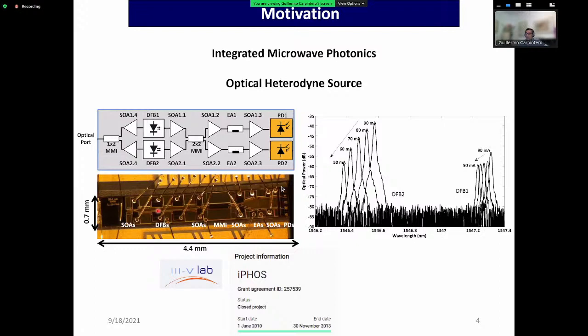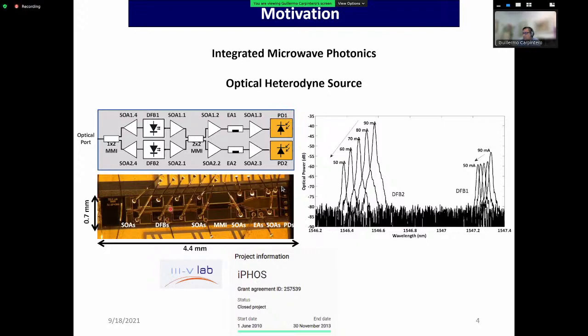This was, of course, to make an efficient use of the expensive indium phosphide substrate. And these 2 DFB lasers passed through SOAs, were combined on chip, and were directed to a pair of photodiodes. We are interested in tuning the wavelength of these lasers, so we can tune the RF frequency that we generate at the output of the photodiodes.